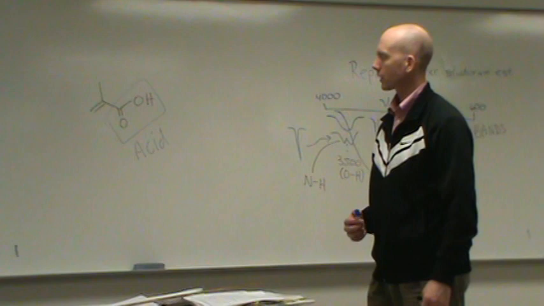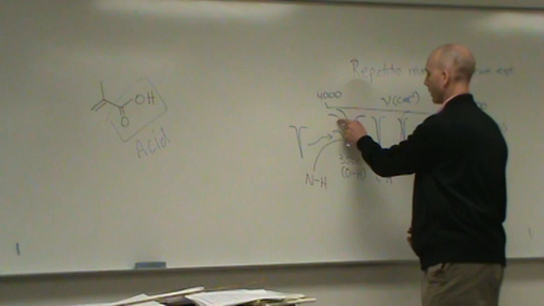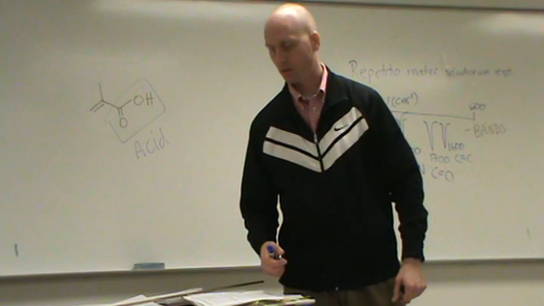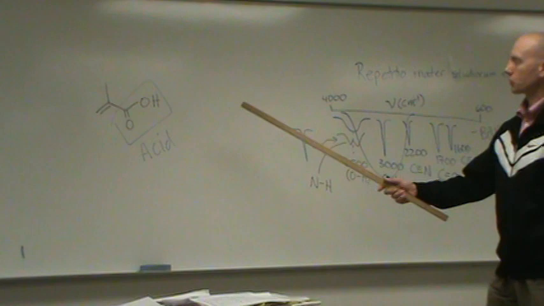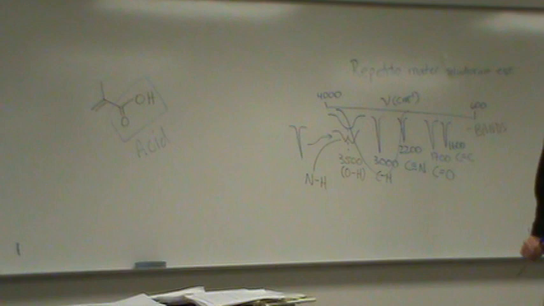And so that's how we can tell the difference between an acid and an alcohol. You'll have this mountain of a stretch versus this little blob of a stretch contained at 3,500. Okay? So make sure you know the difference between an alcohol and an acid stretch. You might ask, this thing has CHs, but where's the CH in this one? It's encompassed in the acid stretch. The acid stretch is swallowing up all the other stretches.